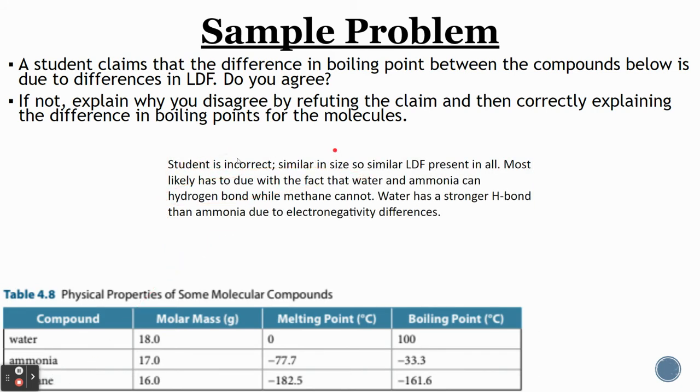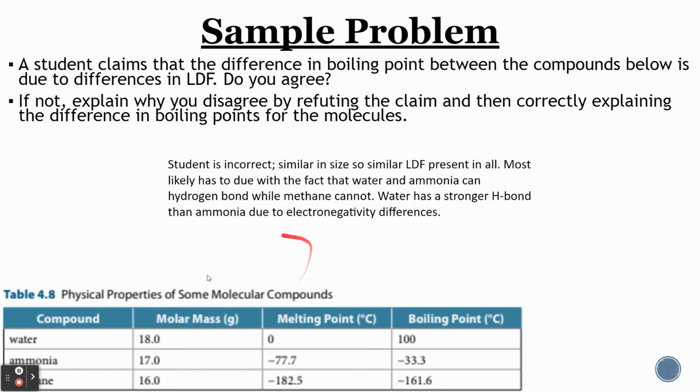So in this question, what I'm looking for is you disagree. The student is incorrect. They're similar in size. So the LDF is present in all in roughly similar amounts. It's not enough to account for the big differences we see. It most likely has to do with the fact that water and ammonia can hydrogen bond, but methane cannot because it's nonpolar. Water has stronger hydrogen bonds than ammonia because of the higher electronegativity difference for OH.